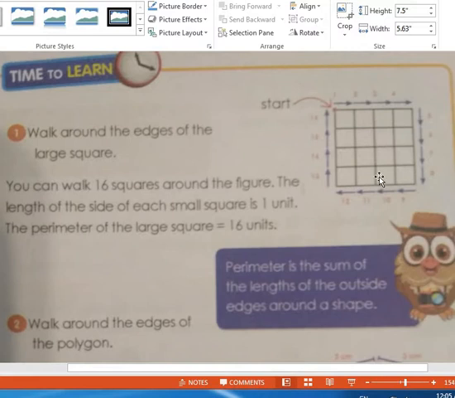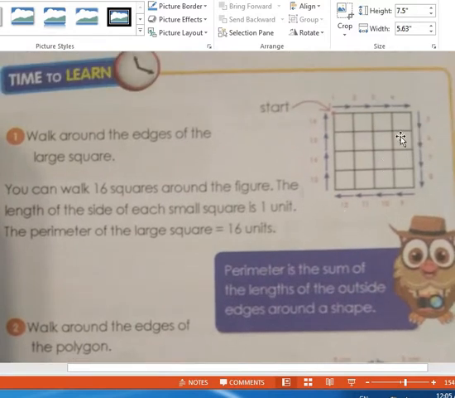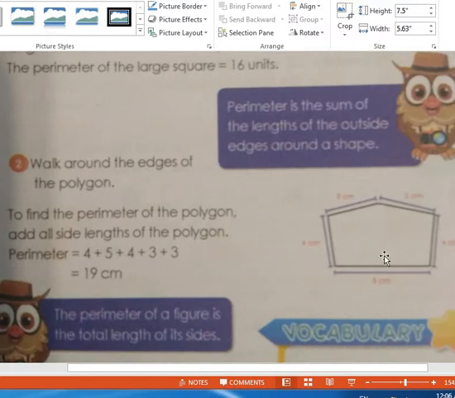Which sides? Inside sides or outside? Outside, miss. Outside edges, or the outside length of the edges. So here the perimeter is 4 repeated how many times? 4 repeated 4 times. 4 plus 4 plus 4 plus 4 will give me 16 units. 16 units.